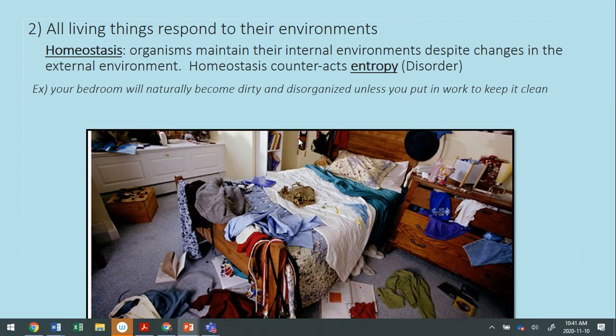Another thing about living things is that they all respond to their environments. Now, again, you might be thinking, well, no, how does that plant over there on my windowsill? I can go over there and kick the plant, right? I can throw it on the ground and it's not going to do anything to me. It's not going to respond to me. But response can come in many different forms, right?